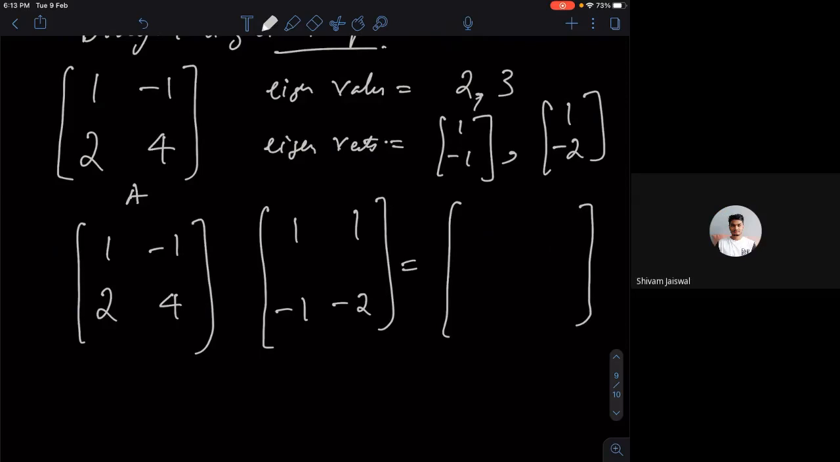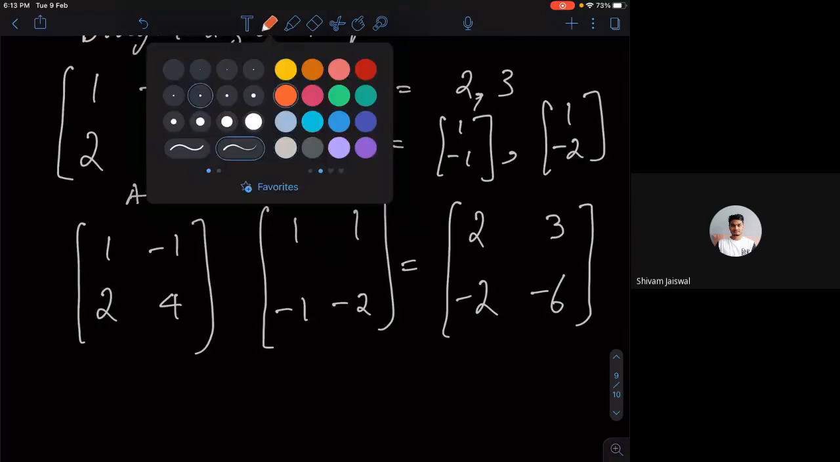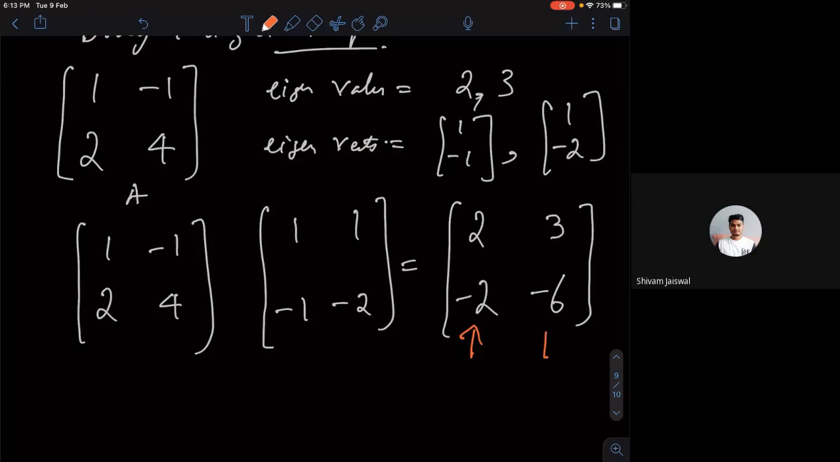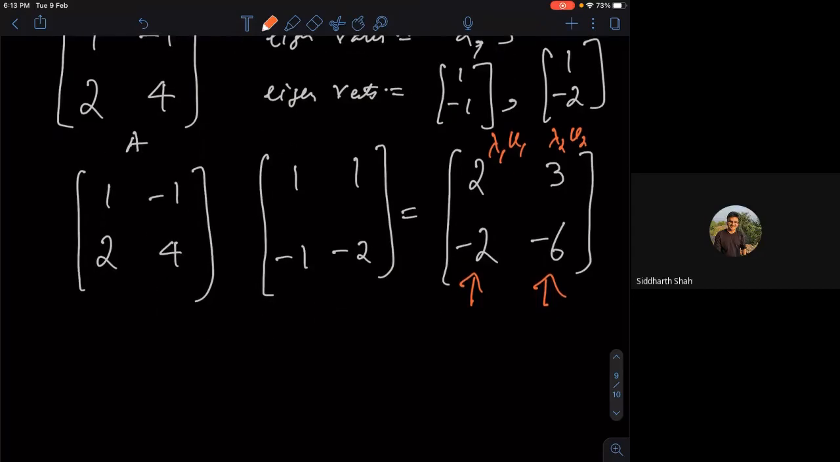Two, 3, minus 2, minus 6. 2, 3. What are these columns? Lambda 1 v1, lambda 2 v2. So lambda 1 v1, and lambda 2 v2, right? Is that correct? Yes, sir. Right. I'm going to rewrite this matrix.